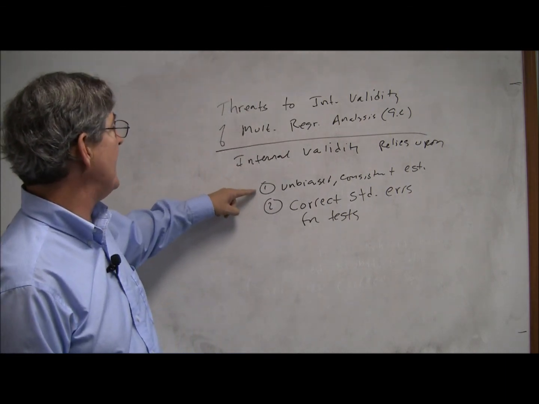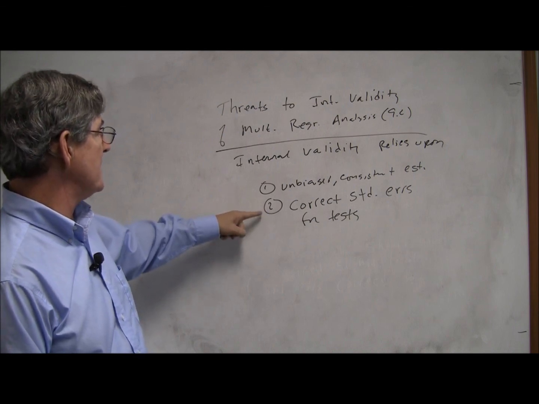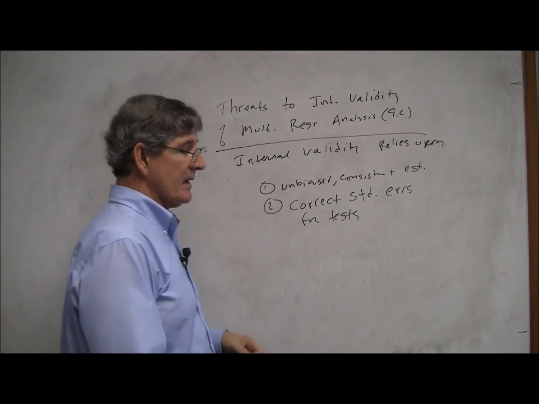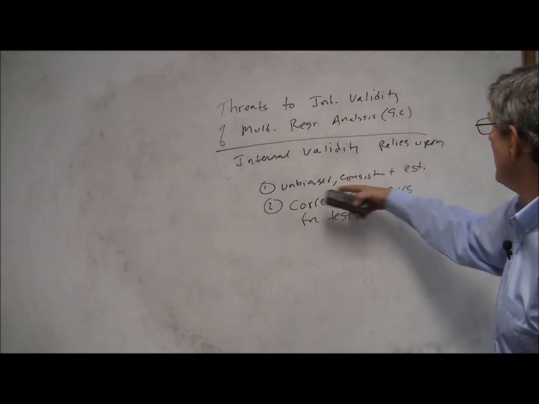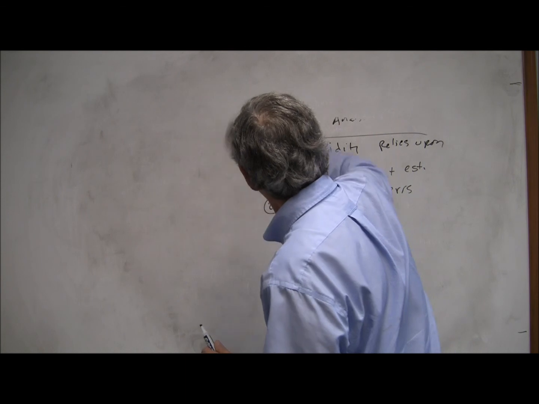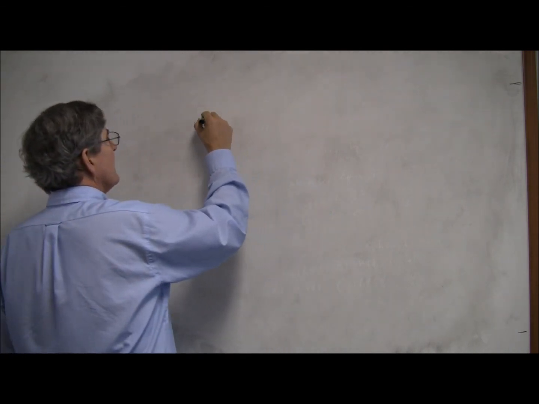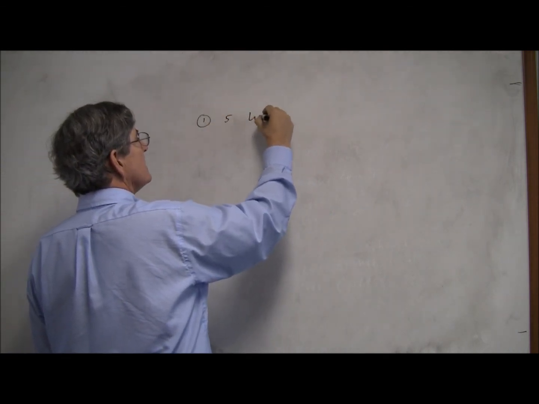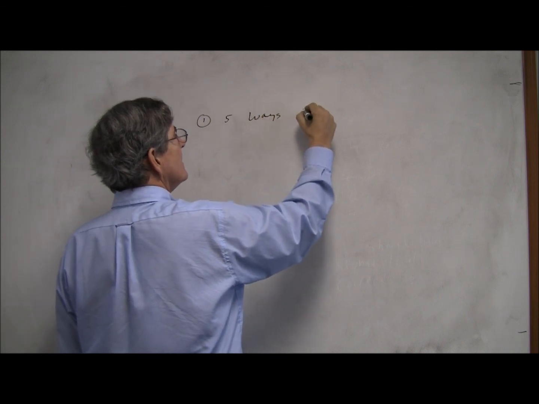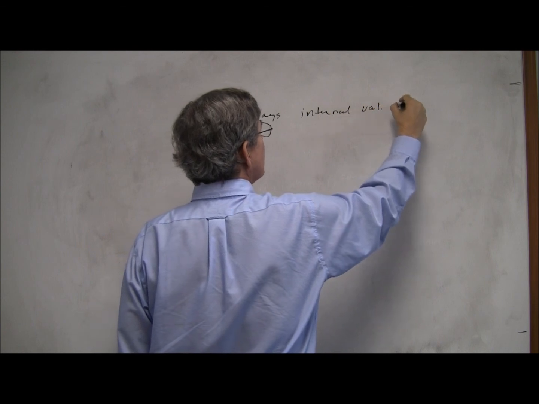We're going to look at 5 different ways this could go wrong. There's 2 main ones here where you can get messed up: heteroscedasticity and serial correlation. And there's a bunch of ways that you can get unbiased coefficients. So let's look at that first one first. There's 5 ways that we'll talk about that internal validity might not hold.